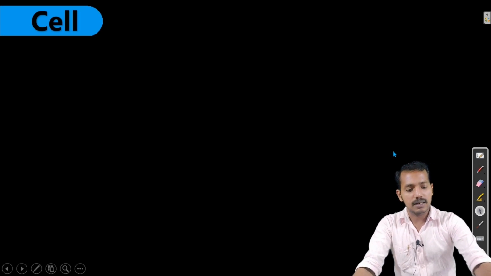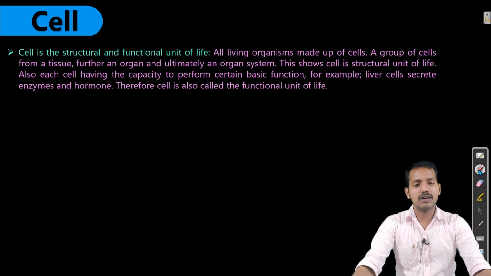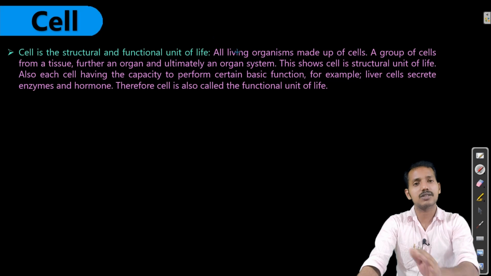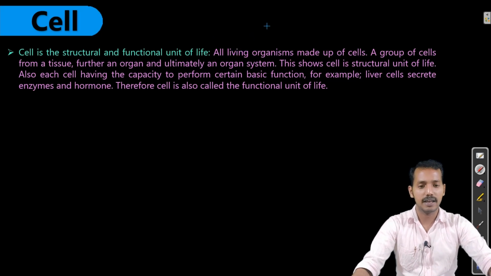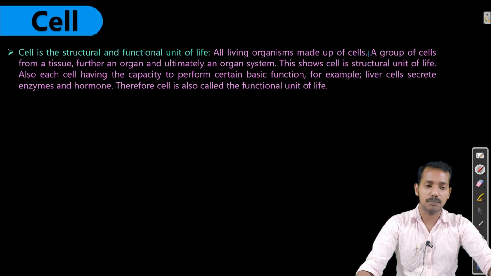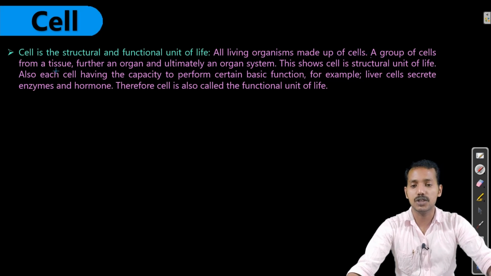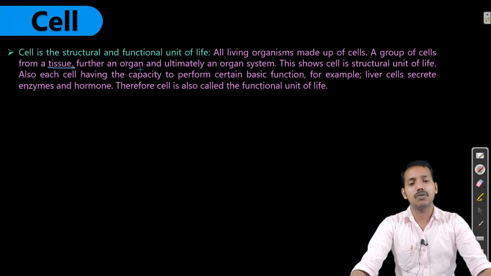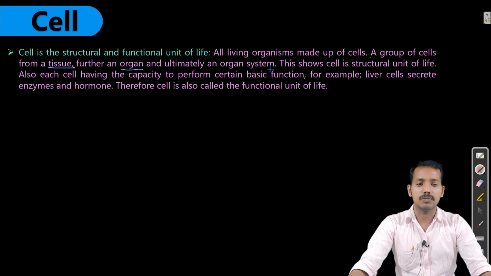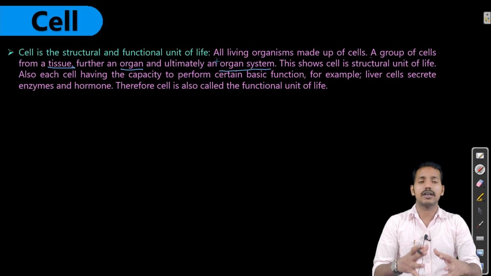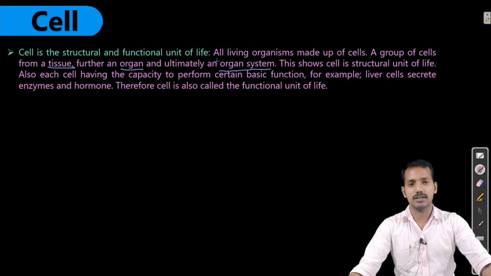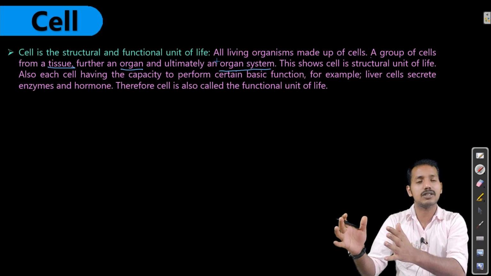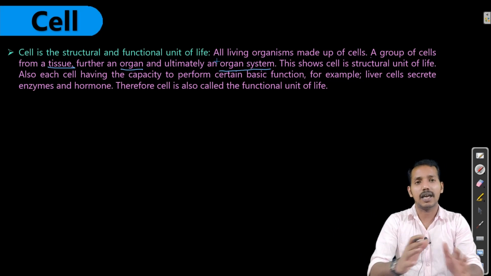We can simply say that cell is the structural and functional unit of life. Why? All living organisms are made up of cells, and a group of cells form tissue. And further, the group of tissues form organ, then organ system. And different kinds of organ systems contribute to form an organism. So structurally, cell is the fundamental or structural unit of life.